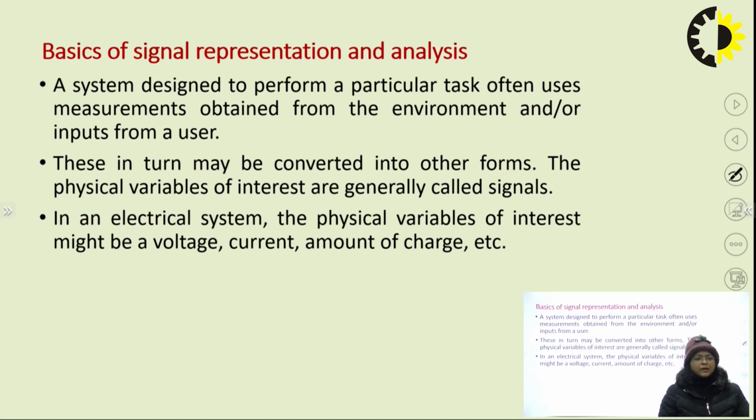Any physical quantity can be expressed in terms of signals. When we see anything, when we say anything, when we are listening, when we are seeing, when we are traveling, we are almost always encountered with different types of signals. So, signal is basically a physical quantity which is used to carry some form of information. And in electrical system, the signal can be in terms of voltage, current or charge.